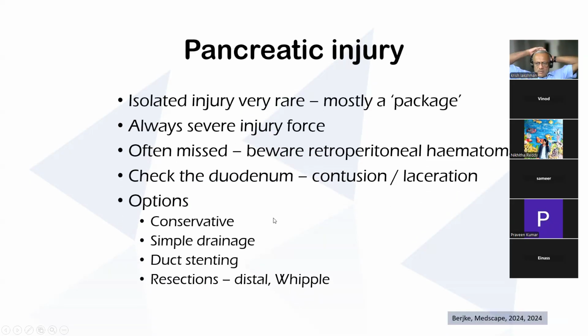Pancreatic injury, please remember, isolated injury is very rare. It is a package. When I say package, I mean several other organs are involved, most often spleen, stomach, and duodenum. And it always denotes a very severe force. So the patient is severely injured, often missed, and it's a big controversy. It's a big dilemma, not even a controversy, as to what to do when you find retroperitoneal hematoma in the area of the pancreas.